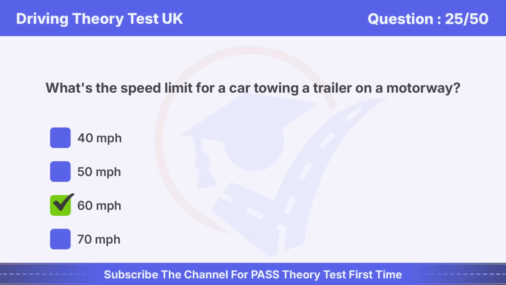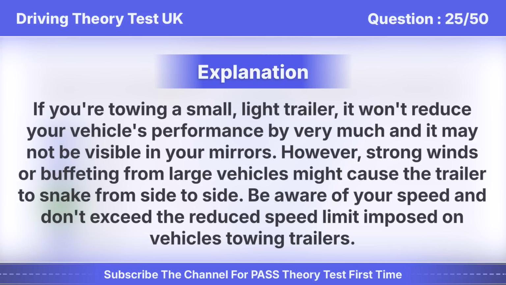Answer is C, 60 miles per hour. If you're towing a small, light trailer, it won't reduce your vehicle's performance by very much, and it may not be visible in your mirrors. However, strong winds or buffeting from large vehicles might cause the trailer to snake from side to side. Be aware of your speed and don't exceed the reduced speed limit imposed on vehicles towing trailers.